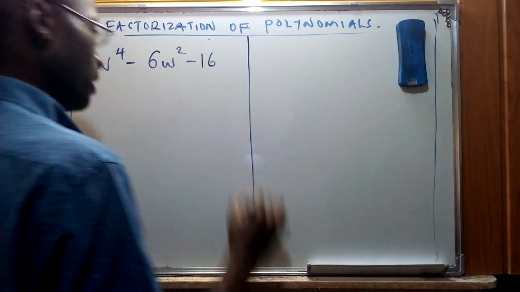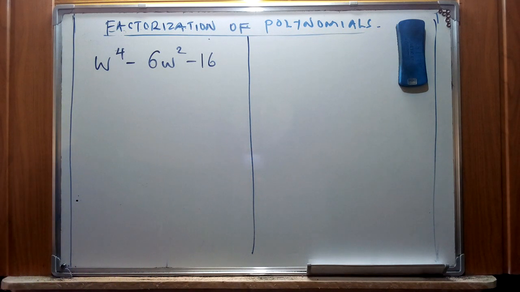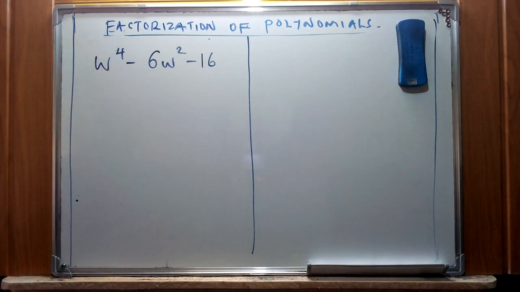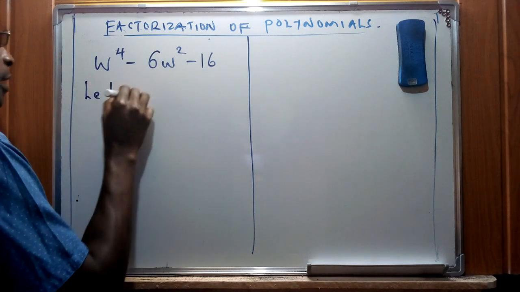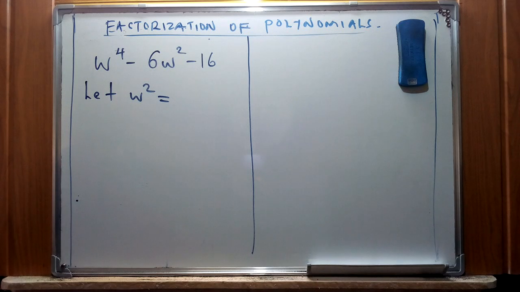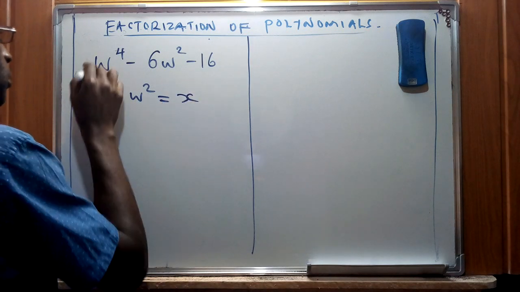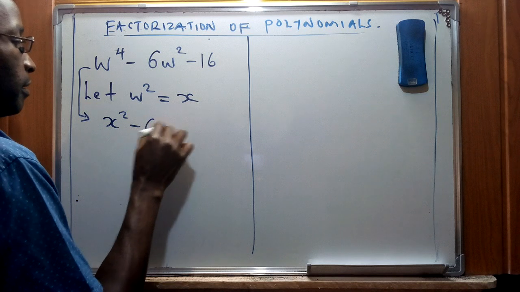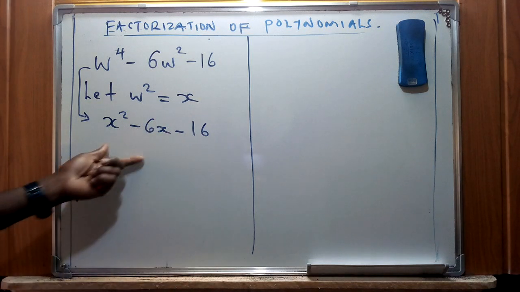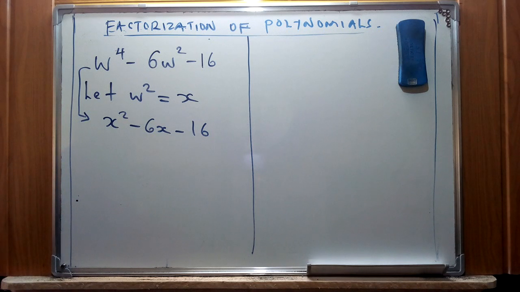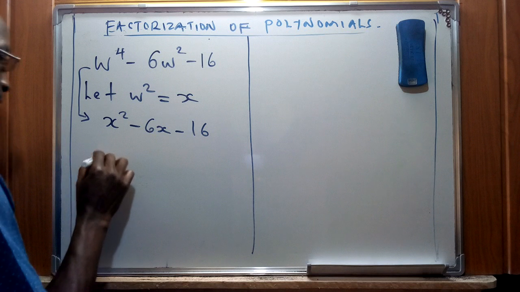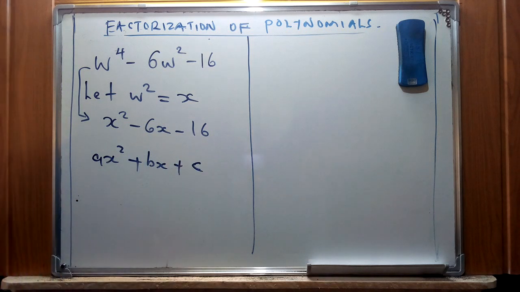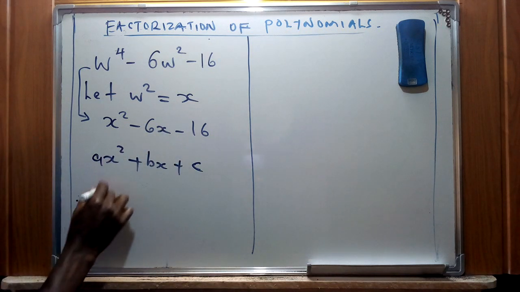In order for us to simplify such a polynomial, we're going to use a single variable to represent one of the parts of this particular polynomial by saying let w squared represent x. Therefore, we are going to write this polynomial as x squared minus 6x minus 16. So this is going to give a simpler polynomial which we are going to solve using the normal method of ax squared plus bx plus c. So finding the product of ac, this is going to give us negative 16.